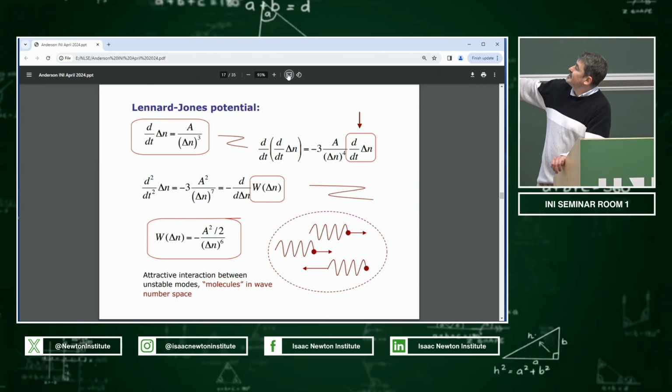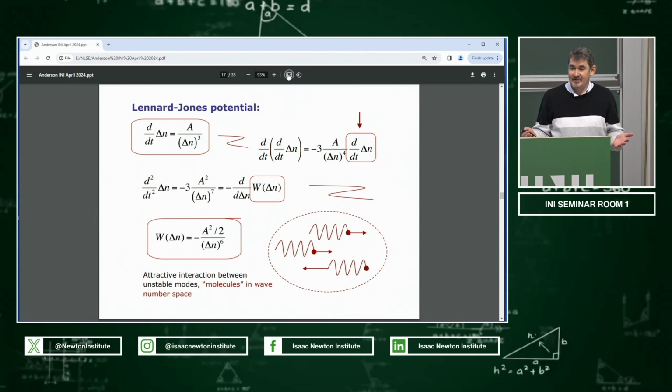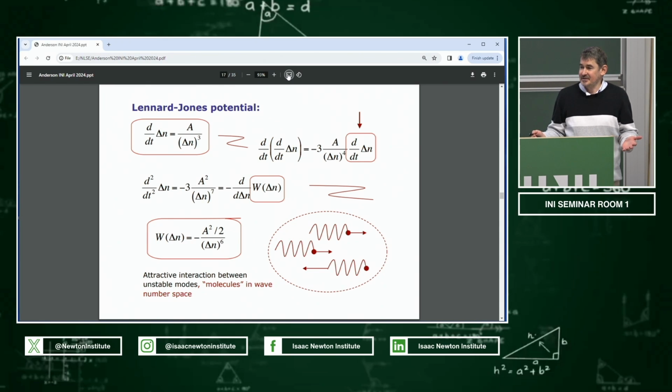I get minus a to delta n fourth d/dt delta n, and d/dt delta n I get from my equation, substitute, and then I rewrite the right-hand side in terms of a gradient, minus d/dn over something. Then you see that this something is the inverse 6th power of delta n. And it is the attractive part of the Lennard-Jones potential, which you know from molecular physics. It is very nice.